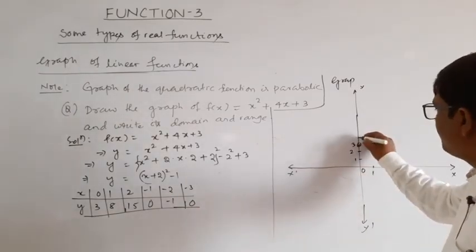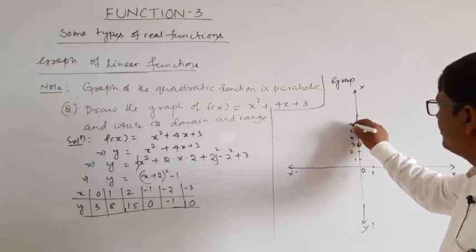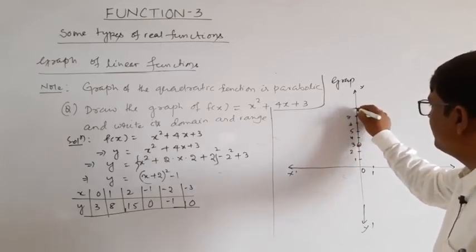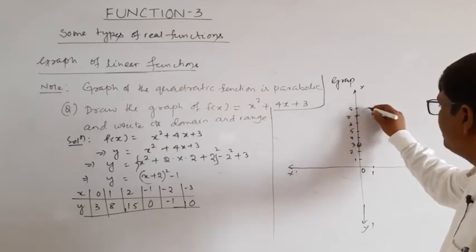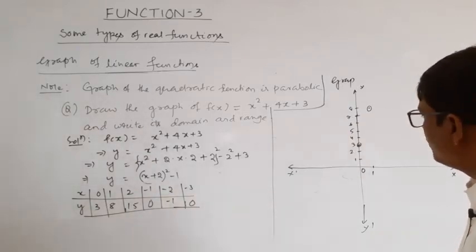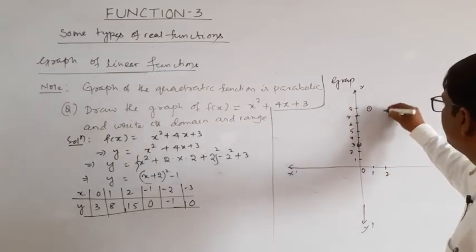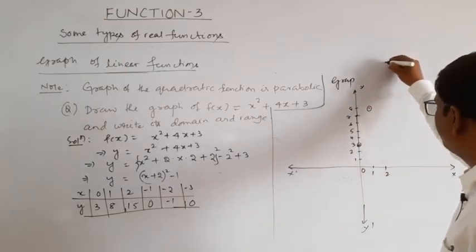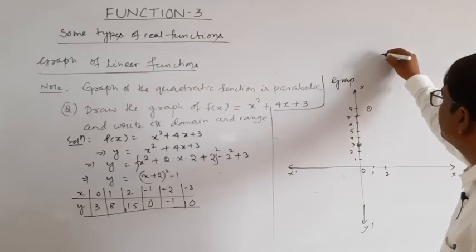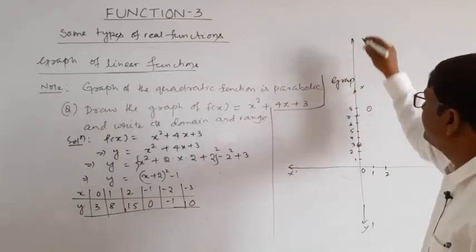This is 4, 5, 6, 7 and this is 8. And x is equal to 2, this is 15. Suppose this is 15. Okay, this is the graph.